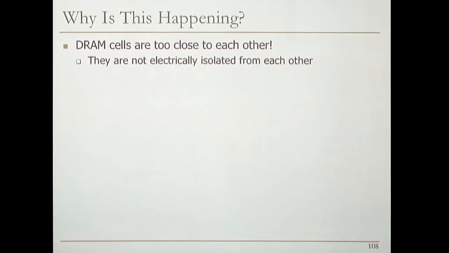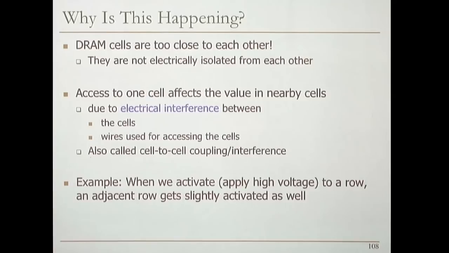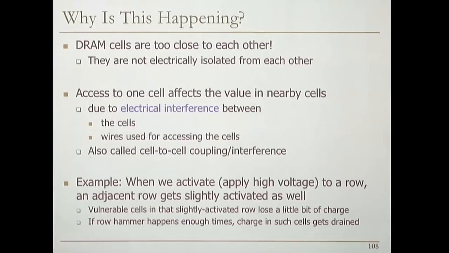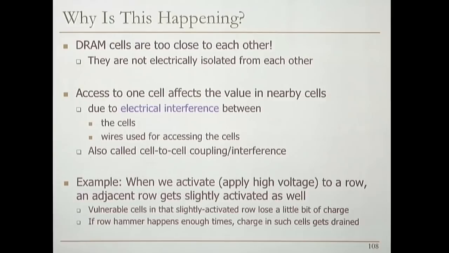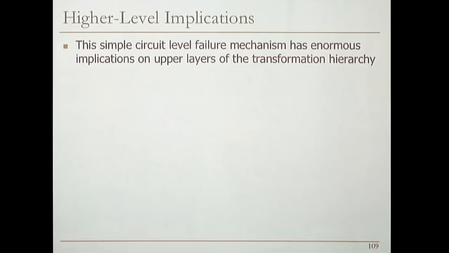Well, I think I've already said this, so I'm going to go through this quickly. Okay, you can read this. All of these slides will be available. But basically, everything I said over here: vulnerable cells in that slightly activated row lose a little bit of charge. And if row hammer happens enough times, charge in such cells gets drained. Of course, this needs to happen enough times before the cells get refreshed, right?